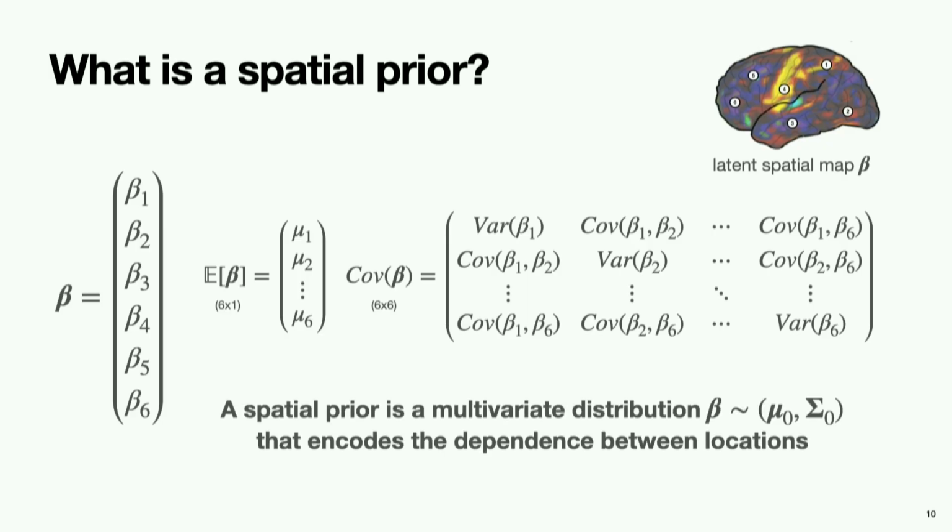So a spatial prior is simply a multivariate distribution on this random vector beta that encodes the dependence between locations. The prior, what I believe about the dependence between locations. So I've just drawn kind of a generic distribution here. There are many choices for the actual distribution, but I've drawn it in the sense that it's parameterized by its mean and its covariance. So this covariance is the key because this covariance tells me how similar I believe neighboring locations should be.